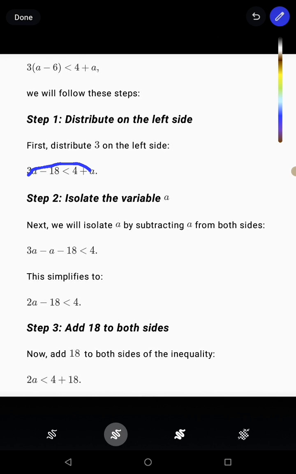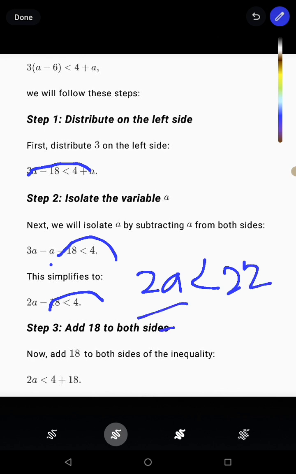So there we get 3a minus a, then bring this minus 18 to this side. So that's where we get what? 3a minus a, that's what? 2a minus 18. So bringing the 18 to this side, now you get what? 2a equals 4 plus 18. And 2a will be what? I said equal, less than, 2a will be less than 22. And from there, divide both sides by 2. a less than 11. That's the answer to this inequality.